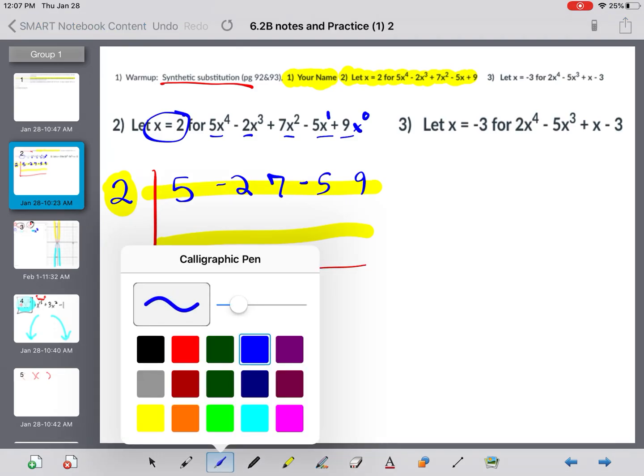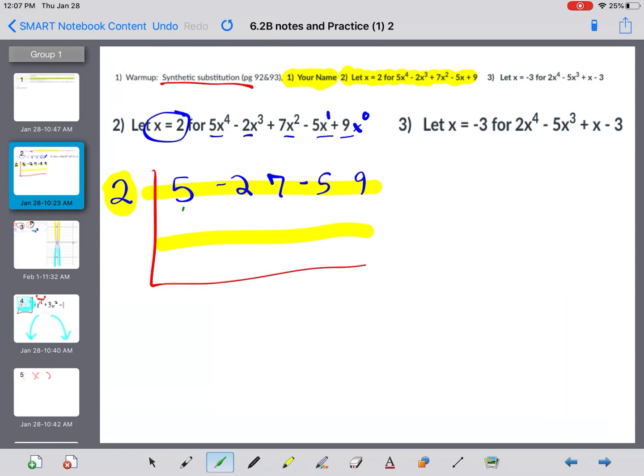To start your machine, you drop down or push the primer on the leading coefficient. You just bring that 5 down. Then you multiply that 5 with your multiplier, whatever x is. You always are going to be multiplying by 2 in this case. So you get 10.